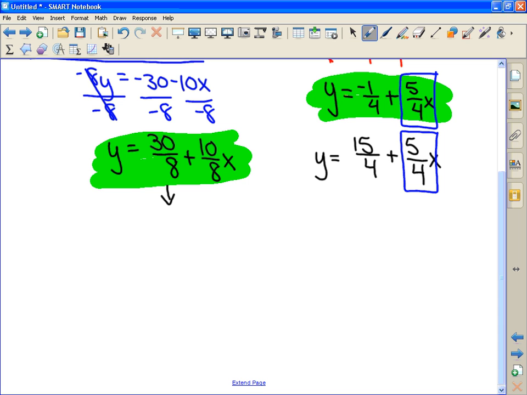They both have 5 over 4x as their rate of change, but their starts are different. The green highlighted one, that start is negative 1 over 4. The other one is 15 over 4. So they have different starts, but the same rate of change. Let's see what that looks like on a graph.